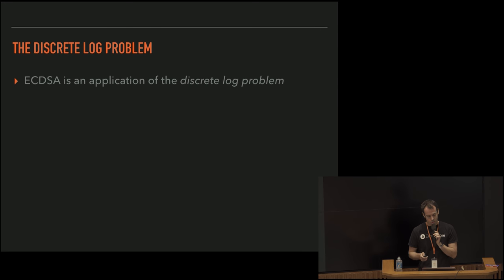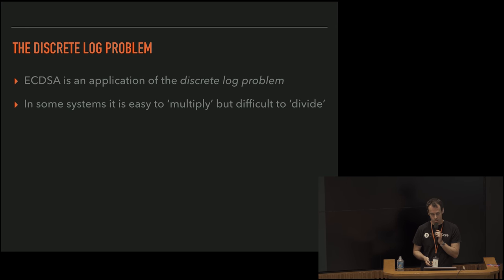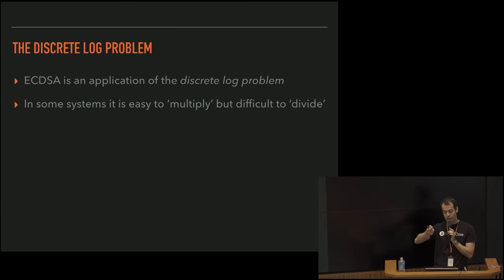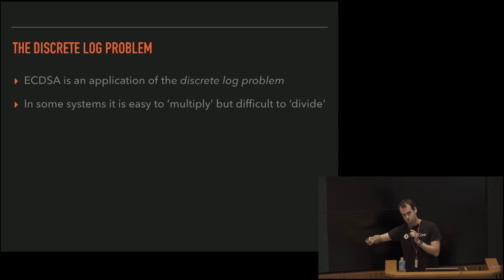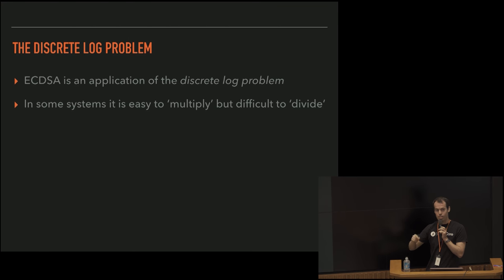I'm going to talk about something called the discrete log problem. ECDSA and Schnorr are applications of this problem we call the discrete log problem. And very simply put, that means that in some systems, it's easy to multiply, but difficult to divide. And when I say multiply, I mean take an element in that system and add it to itself many times. Okay, we can do that quite easily. But if I give you two elements and I say, how many times do I need to add the first element to get to the second element? We can call that division, in quotes. That's very difficult. So that asymmetry between being able to multiply easily but not being able to divide is what's called the discrete log problem.